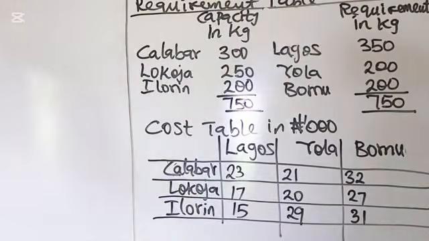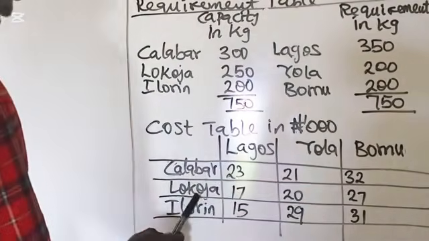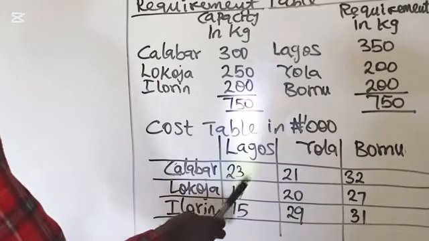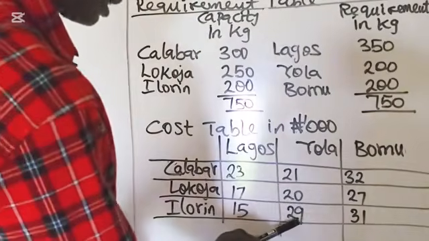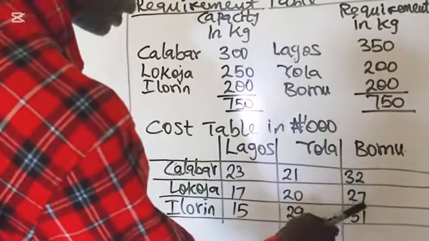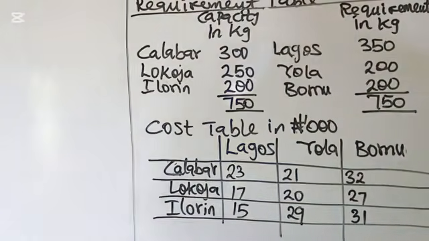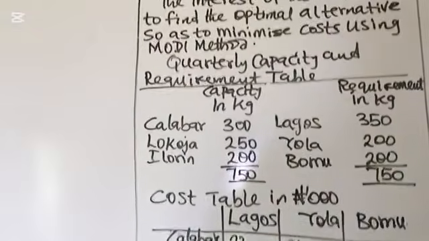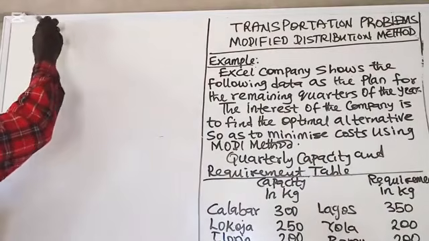So we have Lagos, Yola, Borno, then Calabar, Lokoja, and Ilorin. The costs are 23, 17, 15; 21, 20, 29; 32, 27, 31. So you want to find the optimal alternative using the MODI method. Now let's have the solution.